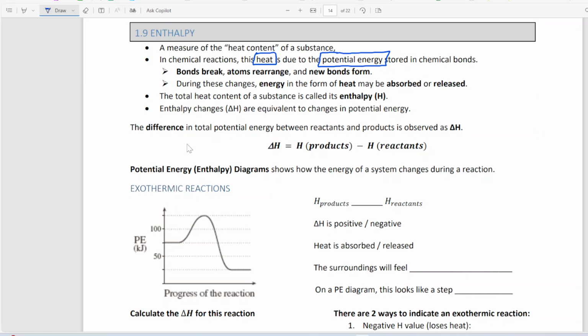And this potential energy is stored in chemical bonds and can be released as heat or absorbed as heat. And this will happen when bonds are breaking or atoms are rearranging and new bonds are forming. And then there'll be a total heat content of your substance called its enthalpy, and then it'll lead to enthalpy changes, which will be equivalent to the changes in potential energy. So the equation that we're going to use is delta H, or change in enthalpy, is equal to the heat content of your products minus the heat content of your reactants.